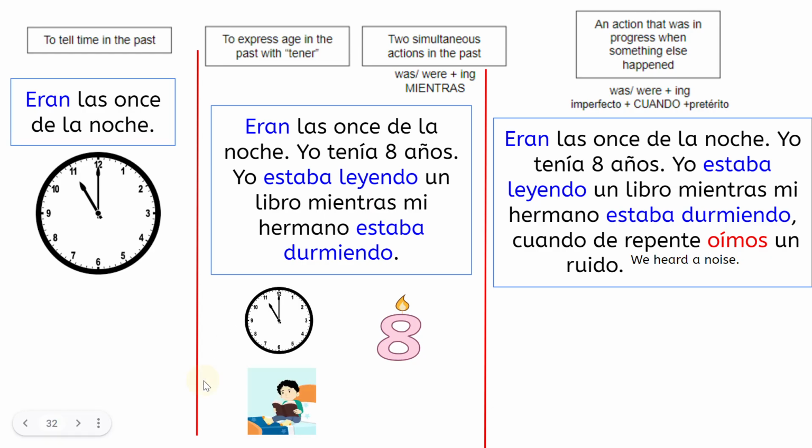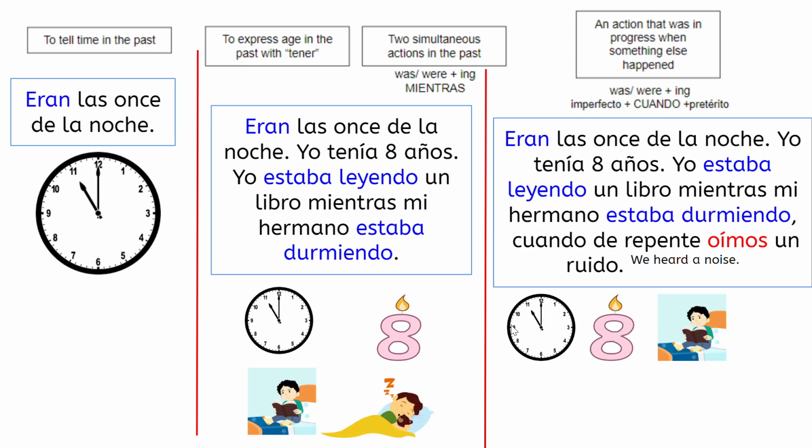I am using the imperfect again because I'm telling my age in the past. Yo estaba leyendo. I was reading. ING, use imperfect. Un libro mientras, while, mi hermana estaba durmiendo. Okay? Estaba durmiendo, ING, use imperfect. These are two simultaneous actions happening side by side, bouncing along. Okay? Same story. Eran las 11. Yo tenía 8. Estaba leyendo mientras mi hermana estaba durmiendo. Cuando de repente, when suddenly, interrupted action. Preterite crashes. We heard a sound.